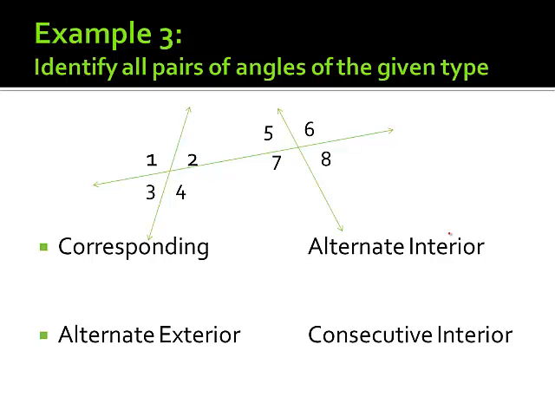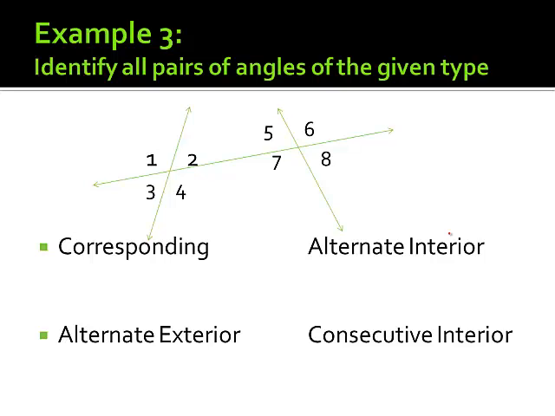Okay, so it says identify all pairs of angles of the given type. All I did is flip the previous examples on their side. So take a second, you can pause the video and figure out the corresponding, alternate interior, alternate exterior, and consecutive interior.